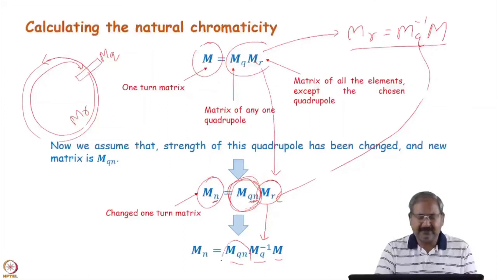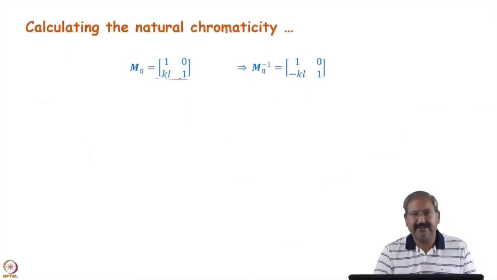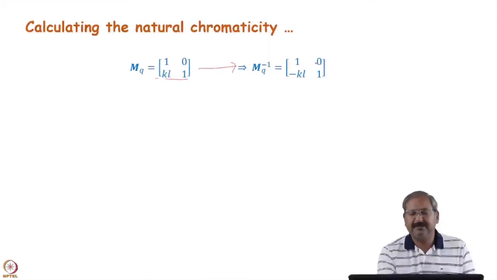Here MQN is the quadrupole matrix with changed strength, and MQ inverse is the quadrupole matrix inverse with the correct strength. The quadrupole matrix with the correct strength is [1 0; -KL 1]. Here again we are considering the thin quadrupole, which means we are working in the thin lens approximation. So the inverse of this matrix will be [1 0; KL 1]. Only the sign of this element has been changed. The determinant of this matrix is 1.